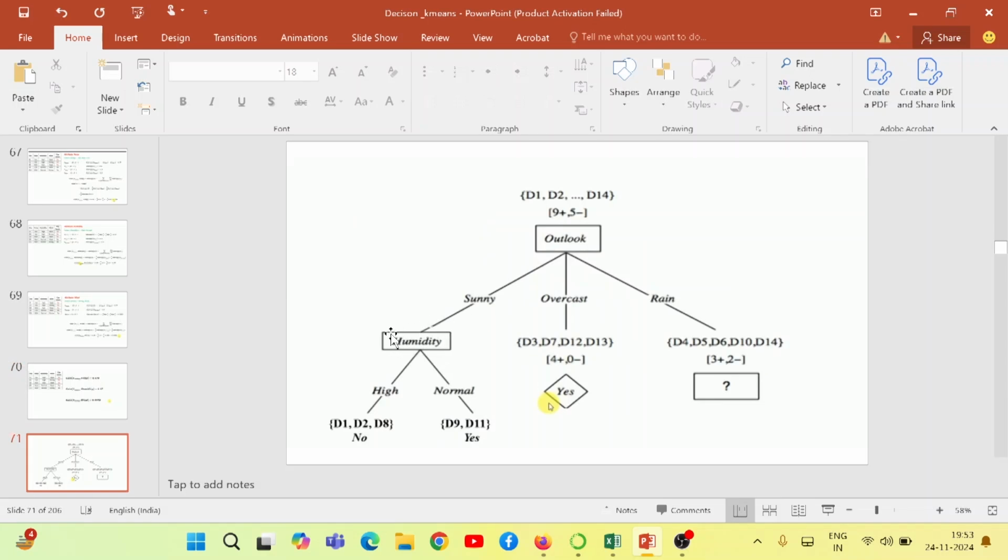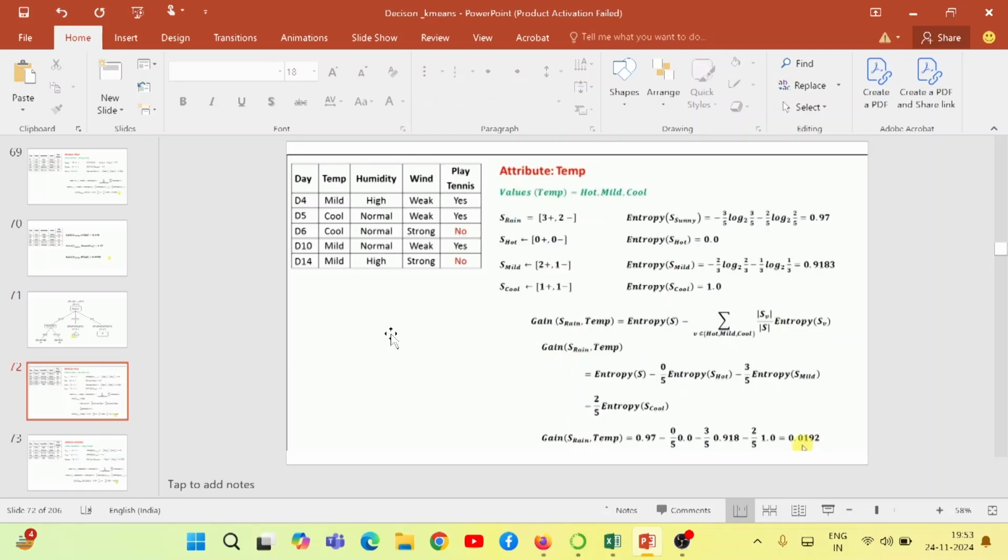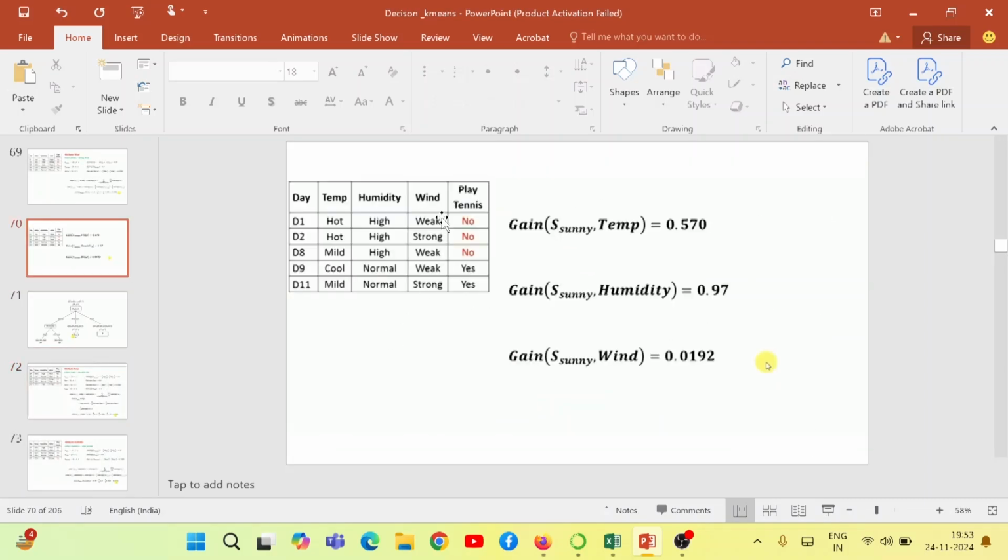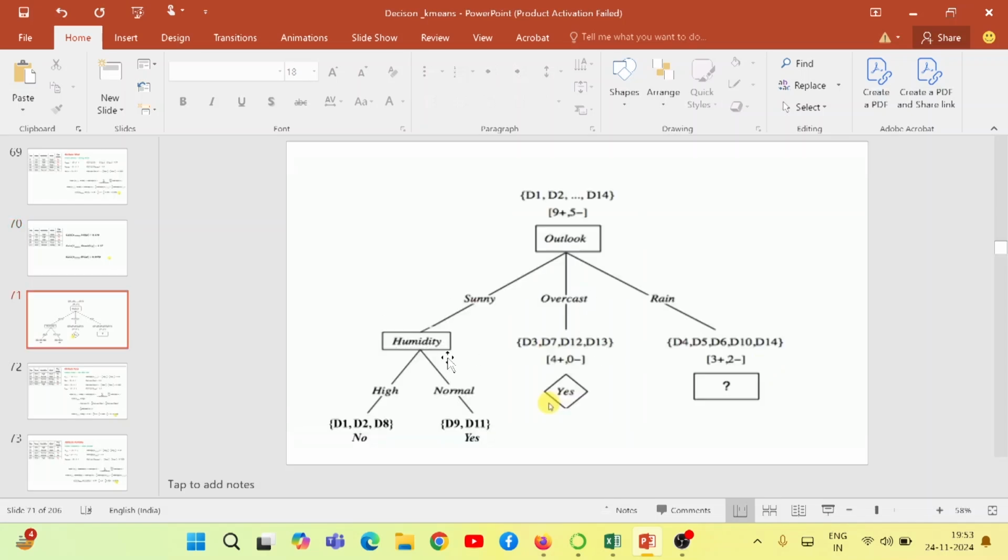Again in humidity, we only have 2 options, 3 high and 2 normal, right? If it is high, then there is no chance of playing the match, so directly we are reaching the leaf. If it is normal, we are reaching yes, right? So clearly, if it is high, there is no chance of playing the match. If it is normal, we can play the match.